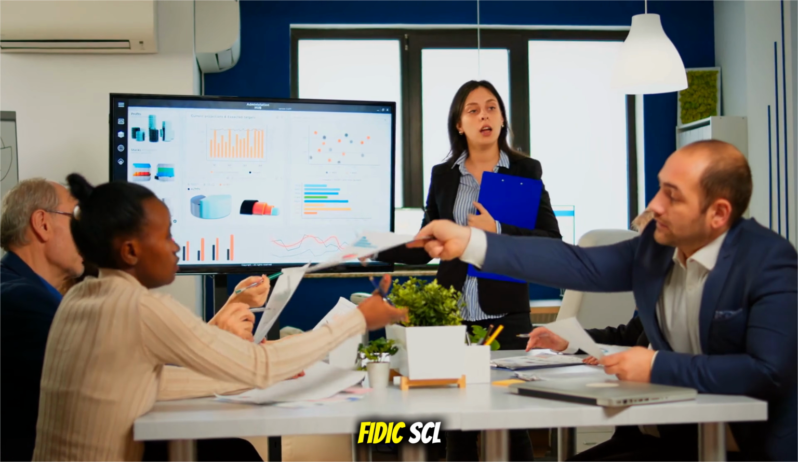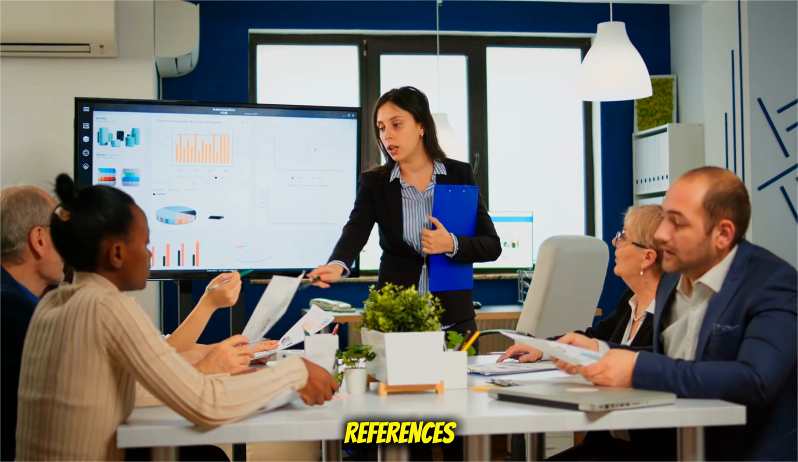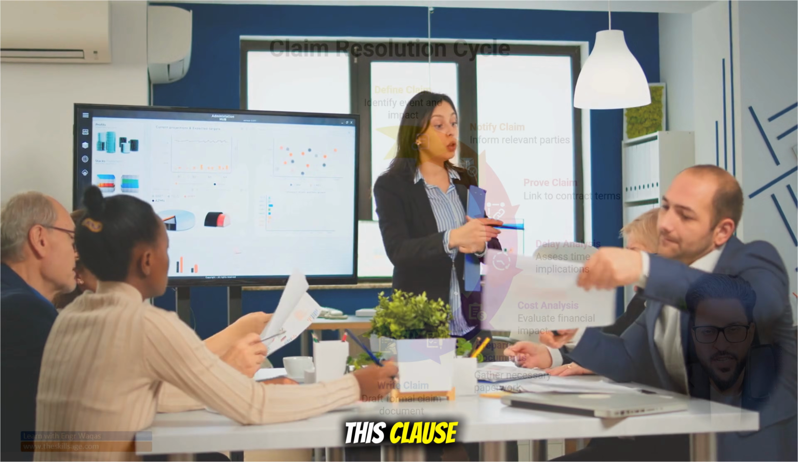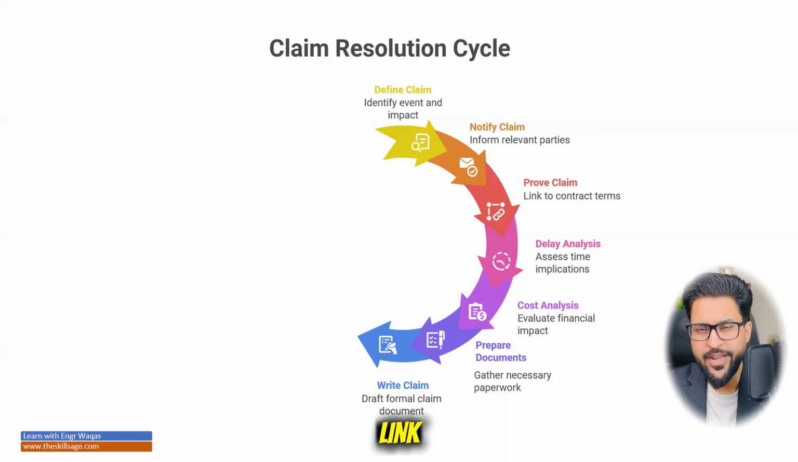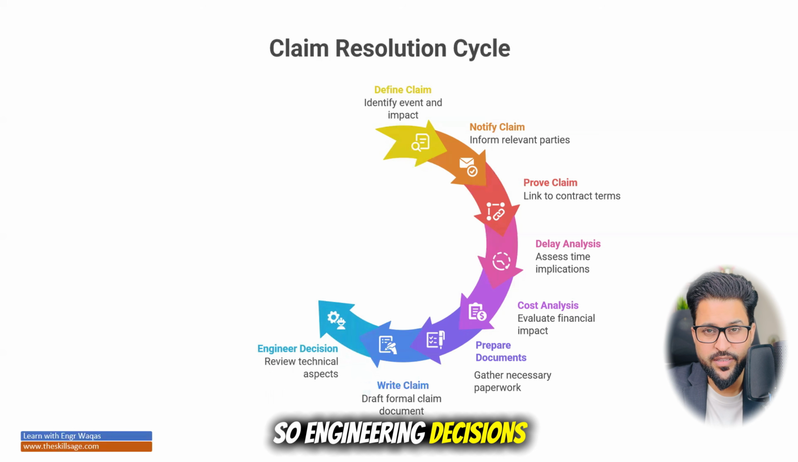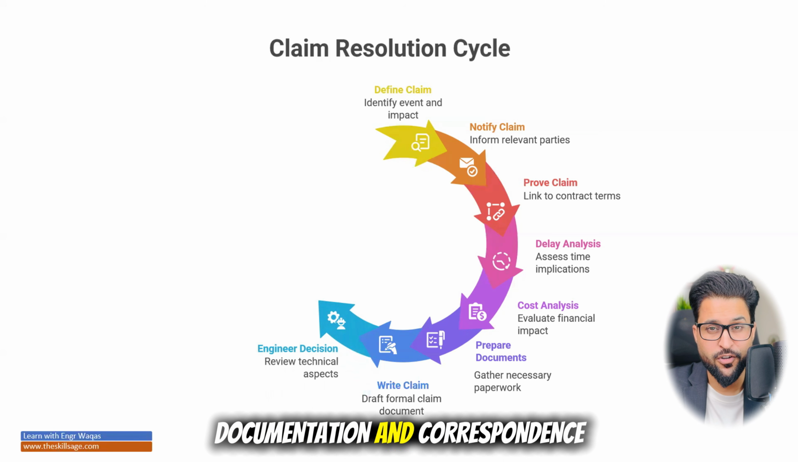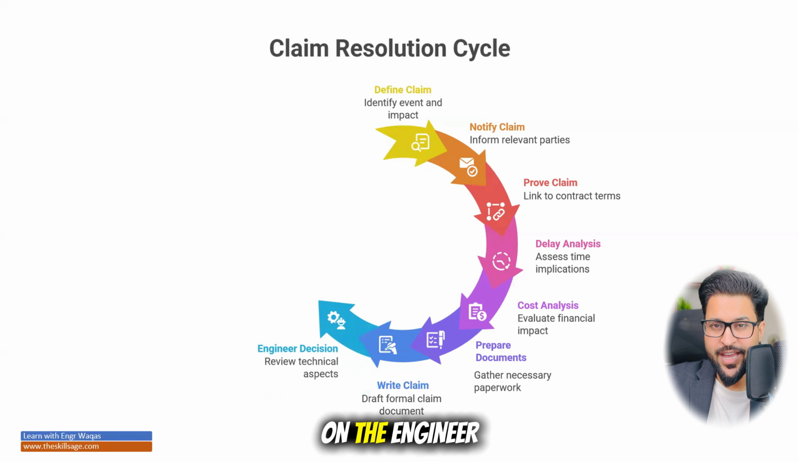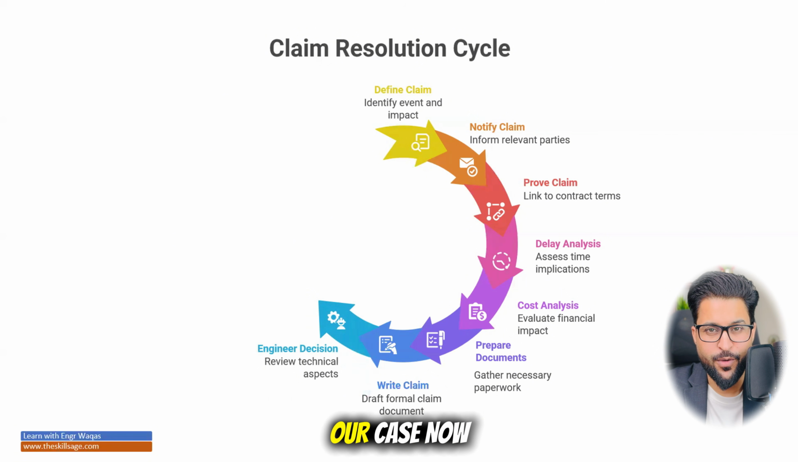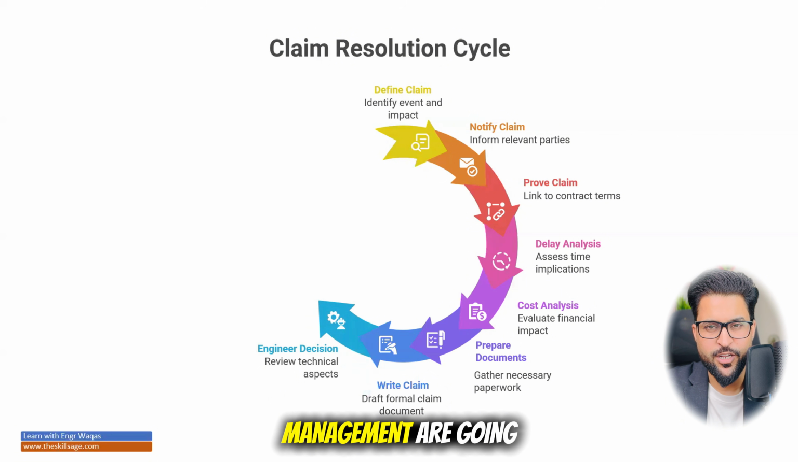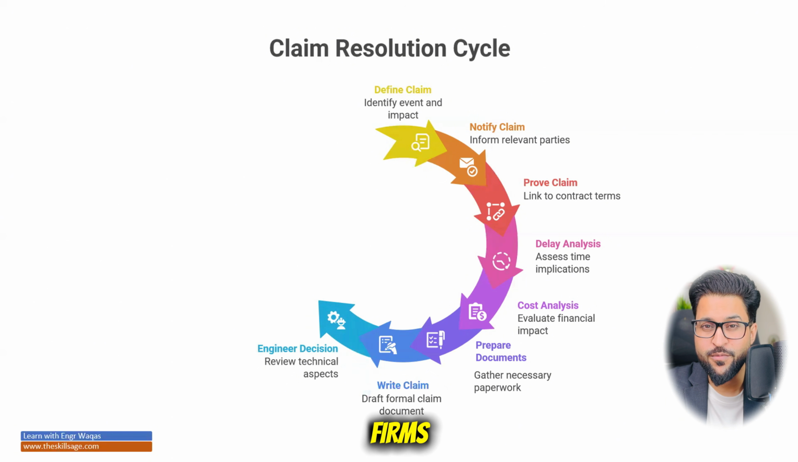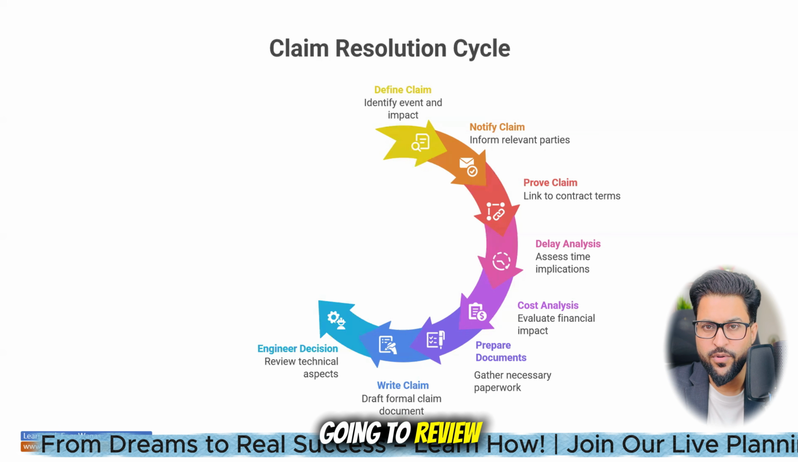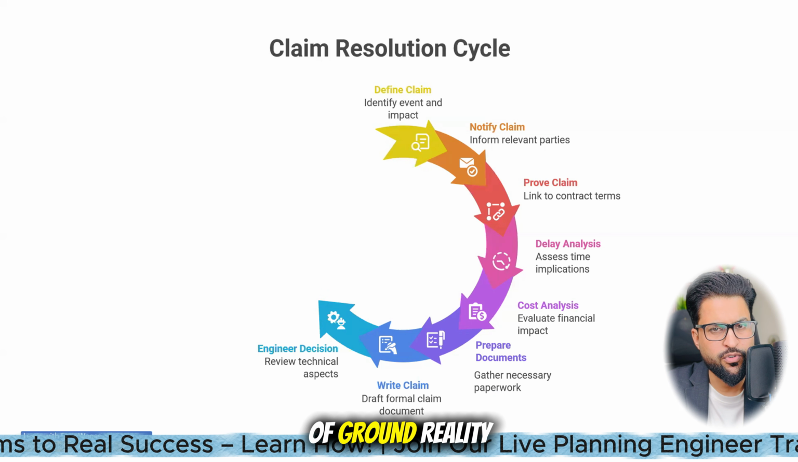And from the FIDIC and SCL, we are going to give the references, because this happened, so as per this clause we are going to link it with the EOT claim under 20.2, right? So for the engineer's decision, we make the submission of all of this documentation and correspondence and leave it with the engineer. The engineer is going to evaluate our case now, right? Now it is in the court of the engineer. So the people who are very expert in delay analysis and claims management are going to find jobs in the engineer firms. They are really expert, they are going to review, and they have to make their decision on the basis of ground reality, right?